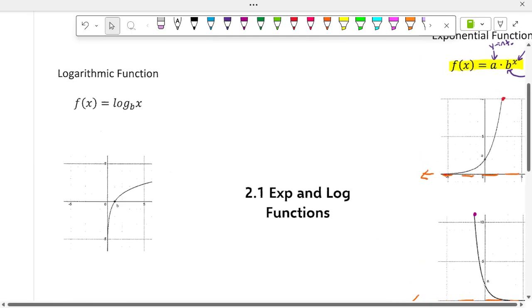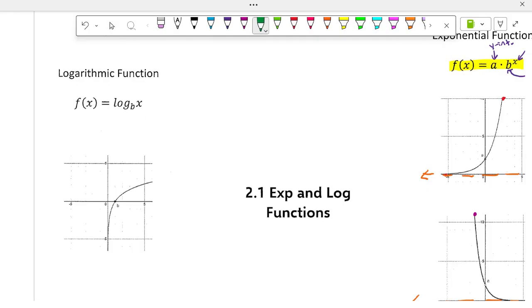All right, so logarithmic functions. Don't forget, b is your base, x is your argument, and f of x is technically your exponent.